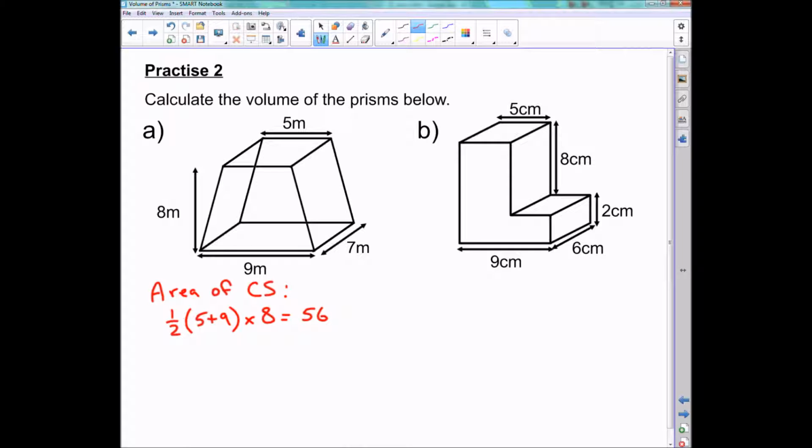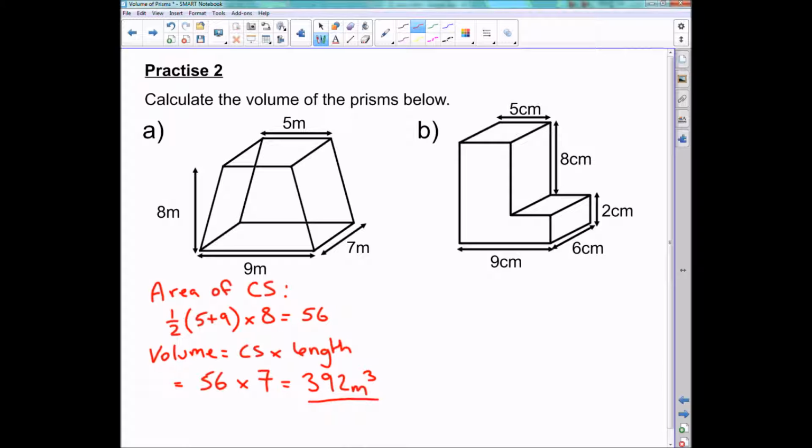Then in order to find the volume, I need to do the cross section times by the length. In this case, the cross section was 56 and the length was 7. So doing 56 times by 7, I get 392 meters cubed.